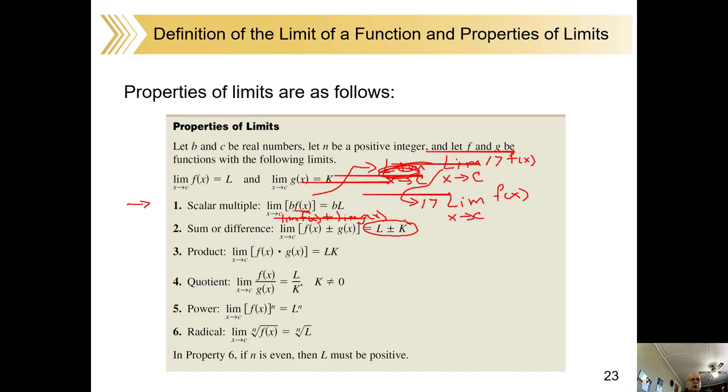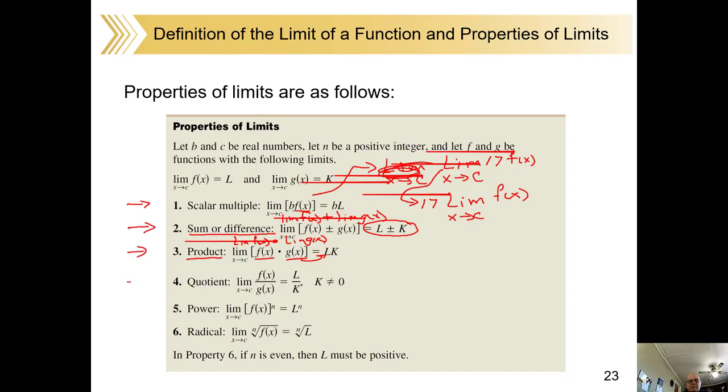So that's number 2. Number 3, product. Well, if you caught on to this one, then this one should make a lot of sense. If you get the limit of a product of two functions, just split them up again. Limit of f of x times the limit of g of x. In other words, take the two limits and just multiply them together. That's all you have to do. So it's divide and conquer for number 2 and number 3 both.